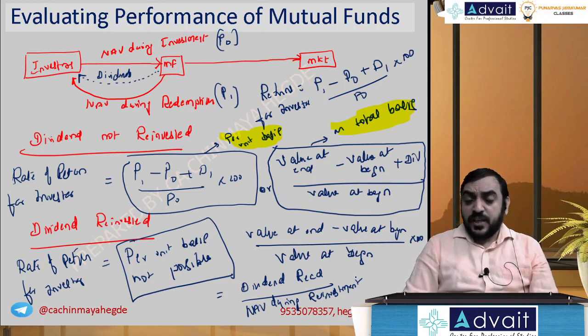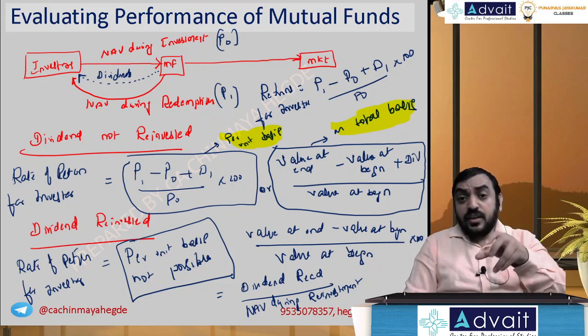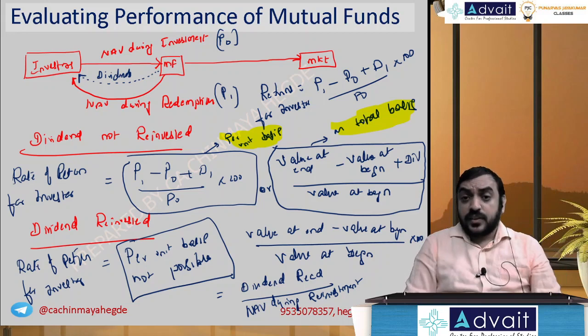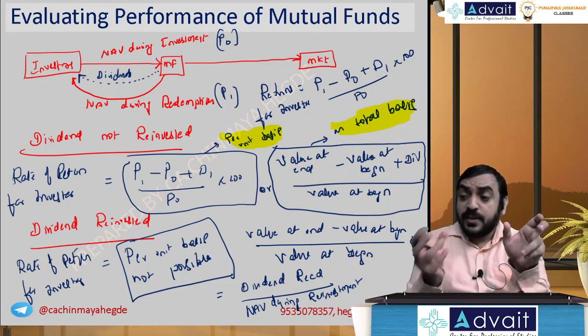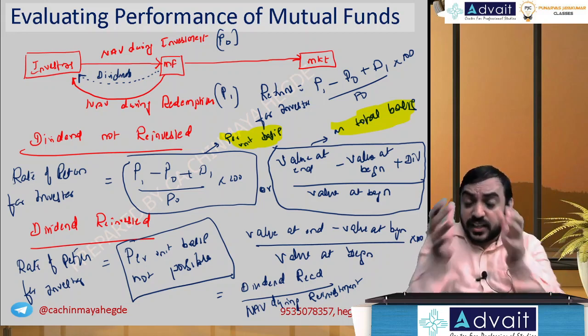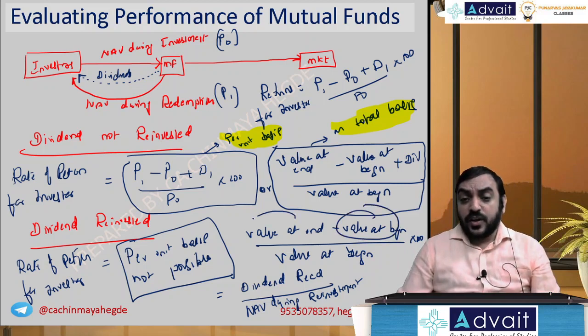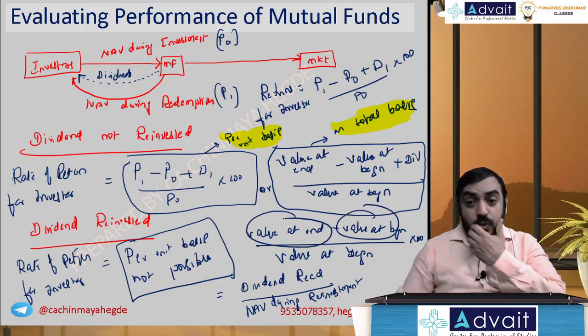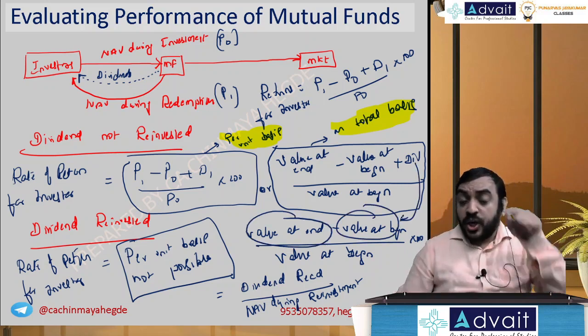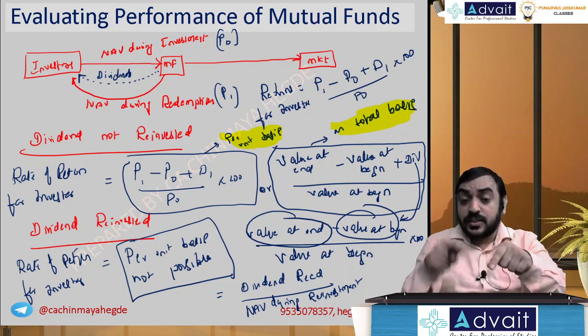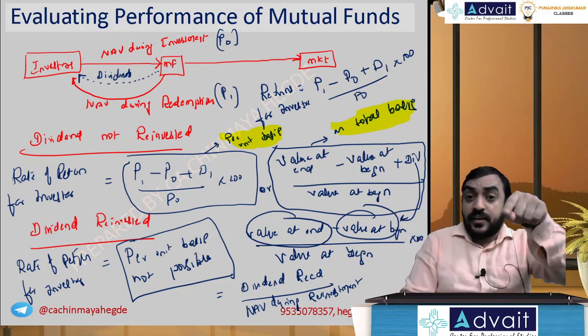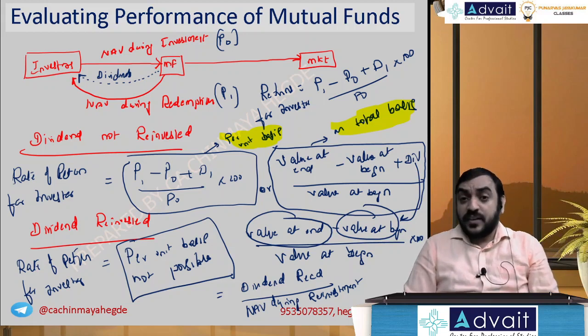Dividend received divided by NAV during reinvestment. You understood? This is the additional number of units. What you had initially plus additional units will be used for value at the end. And the dividend received will not come here, because this is already represented in this additional number of units.